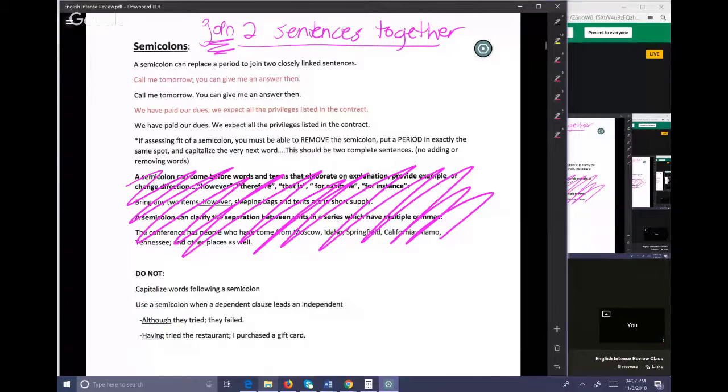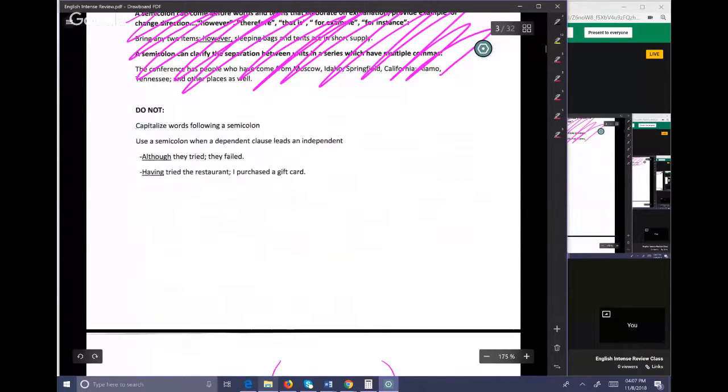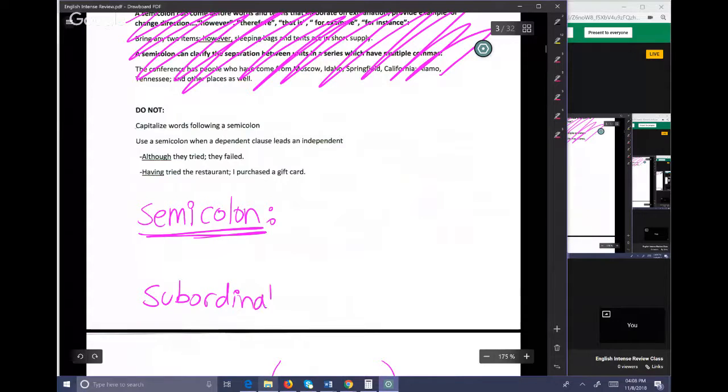Something this connects to that can actually make your life a lot easier is what kind of sentence structure has to be in place to see a semicolon. There's actually a direct causation here. Just like when I say, if you see a subordinate conjunction, you definitely have a complex sentence. If you see a semicolon, you definitely have a compound sentence.